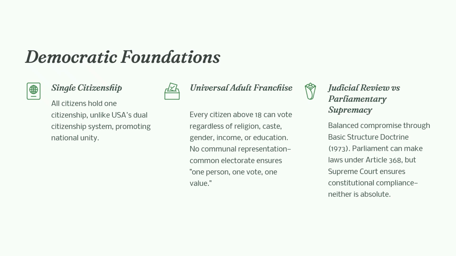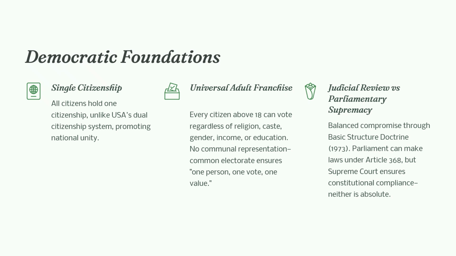Universal adult franchise, that too without communal representation. It means that every adult citizen of India above 18 years has the right to vote, irrespective of religion, caste, gender, income, education, or social status. Without communal representation means that voting rights are not granted separately to any religious or communal groups. All citizens vote in a common electorate. In other words, there are no separate electorates for Hindu, Muslim, Sikh, Christian, or any other community, ensuring political equality, national unity, and the principle of one person, one vote, and one value.